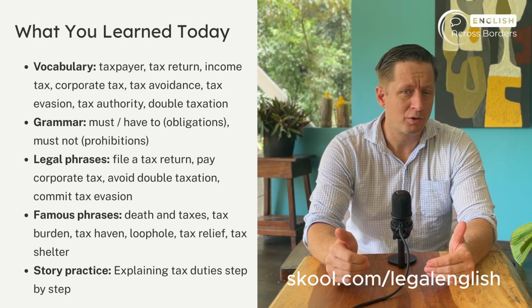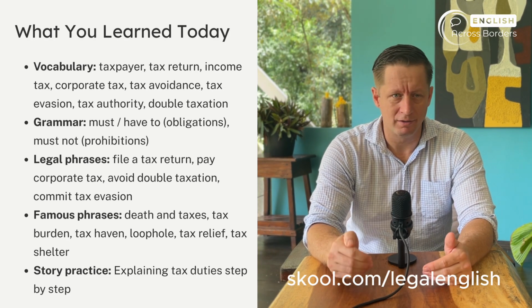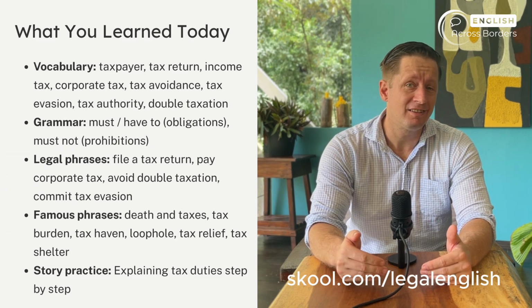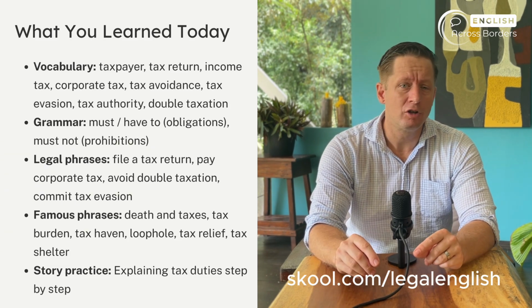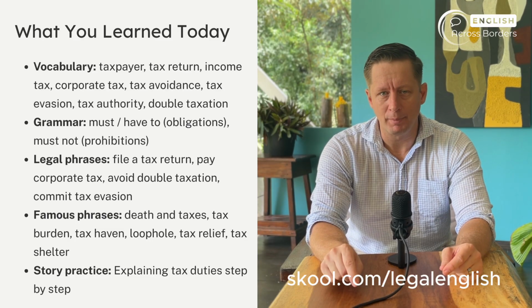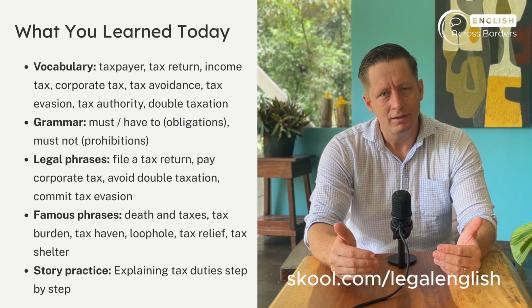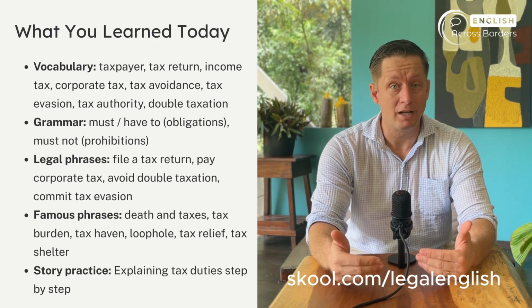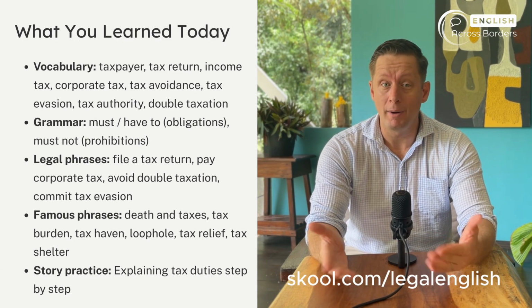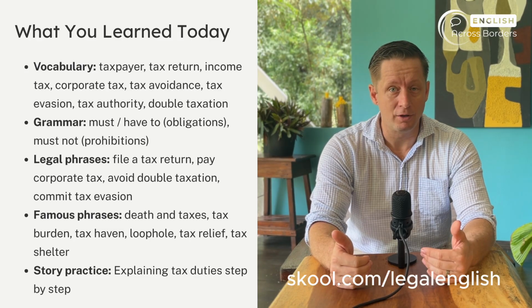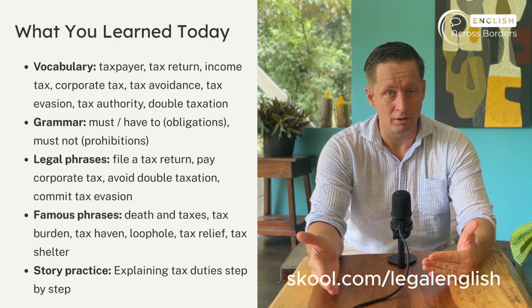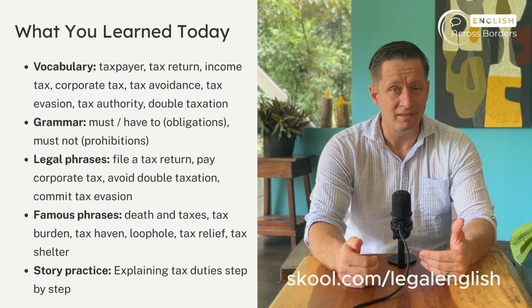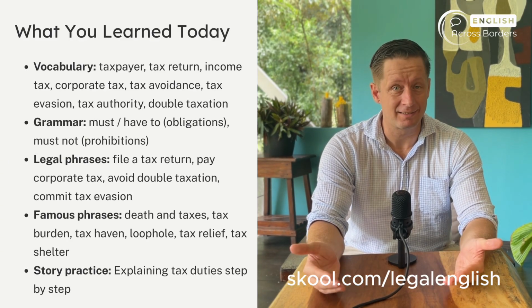First, we practiced vocabulary. Words like taxpayer, tax return, corporate tax, tax authority, tax avoidance, and tax evasion. These terms are essential for talking about tax obligations. Second, we studied grammar. Must and have to explain obligations. Companies must pay corporate tax. Taxpayers have to file a tax return. Must not explains prohibitions. Businesses must not falsify tax documents.